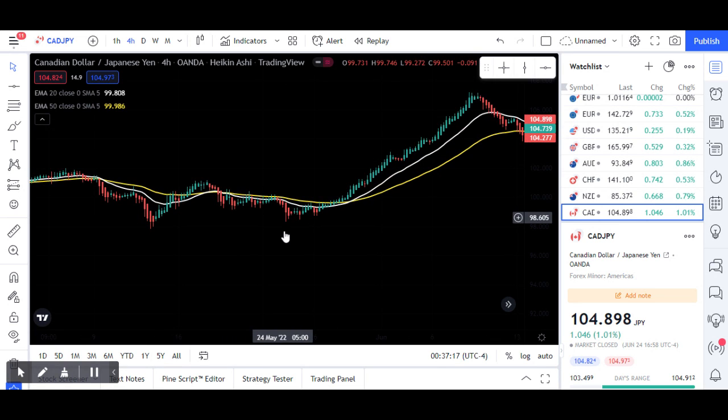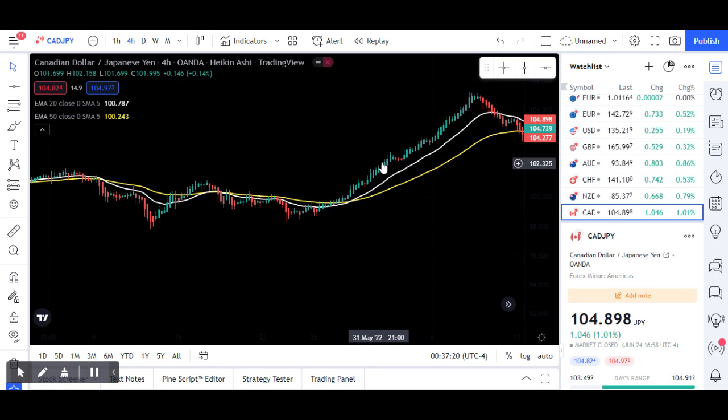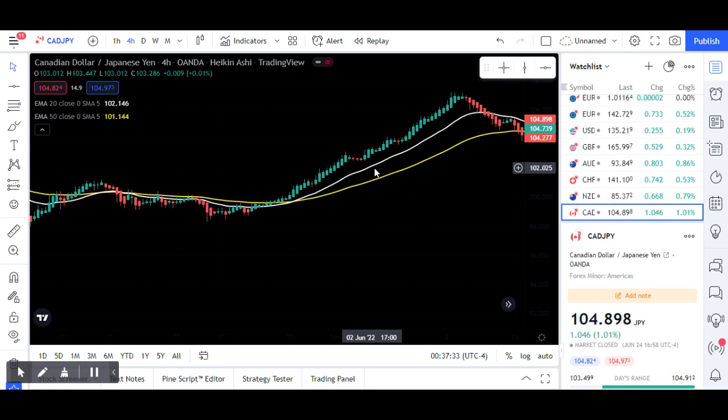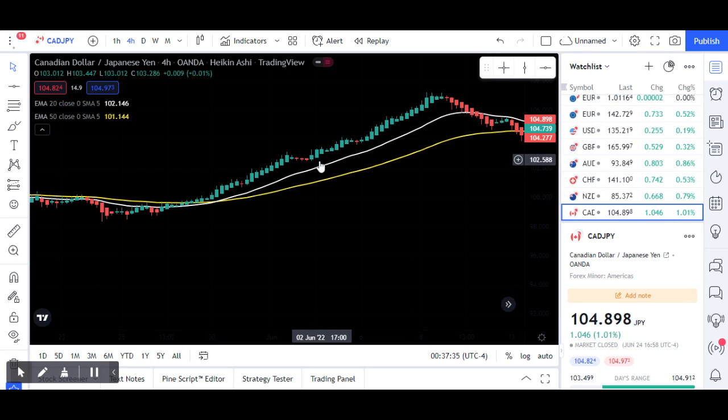So you're then looking for the price to pull back again to the 20 or to the 50. And then you're looking for either a bullish or bearish Heikin Ashi candle, which is basically a candle without the lower wick, right? So something like this. There's no wick. Here has a wick, here has a wick, here has a wick. So a bullish one would be something like this with no wick. A bearish one would be like this with no wick.